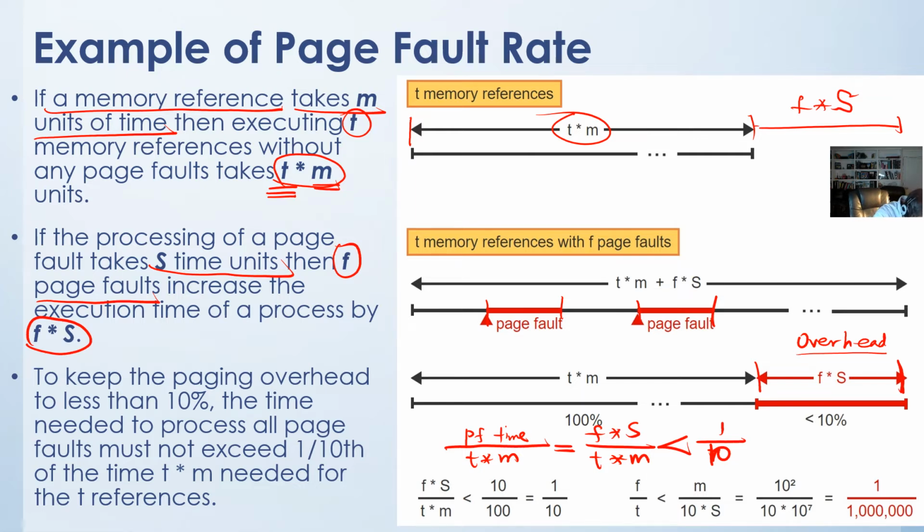Okay. Now, if we move the S to the other side, move the M to the other side, we got F over T less than M divided by time times the S. Now suppose M is 100 nanoseconds. So that's 1/1,000,000th of a second.